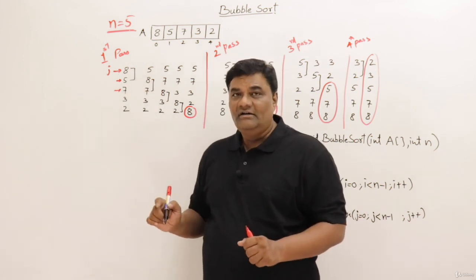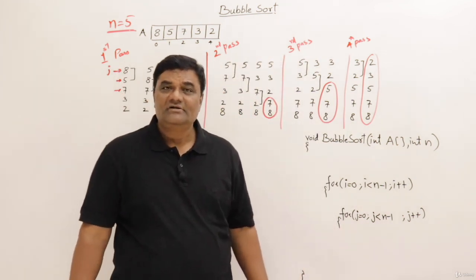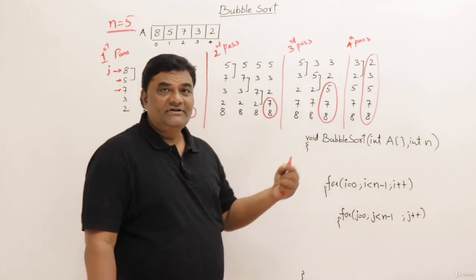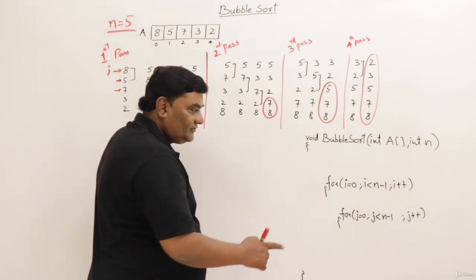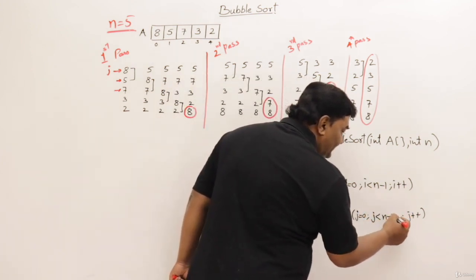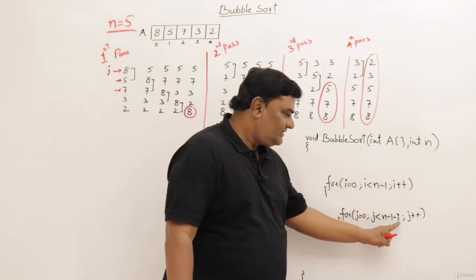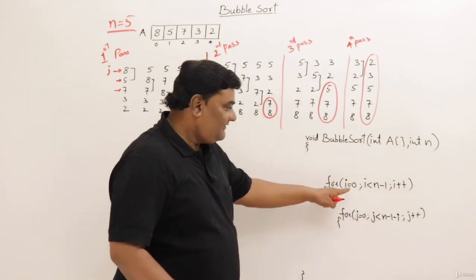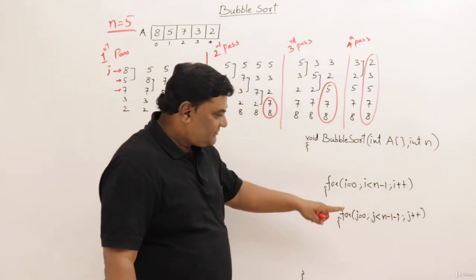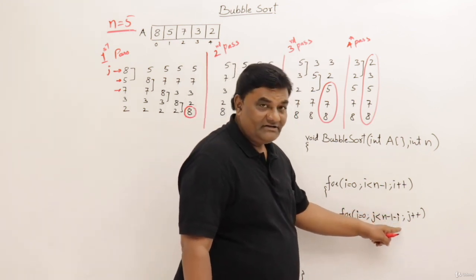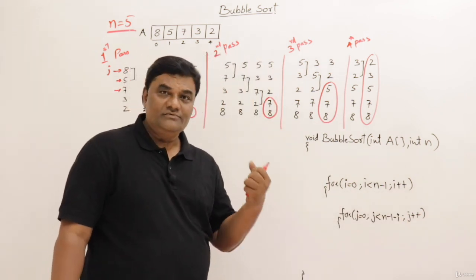Yes, correct. But one more thing: in the next pass, one comparison should reduce. Then again in the next pass, one comparison should reduce. So in every pass, one comparison should reduce. So not just n-1, minus i also. It means in the first pass, i is 0, so nothing is subtracted. In the next pass, i will be 1, so 1 will be subtracted and this becomes n-2. So j less than n minus 1 minus i. Why i? Because in every pass, one comparison should reduce.